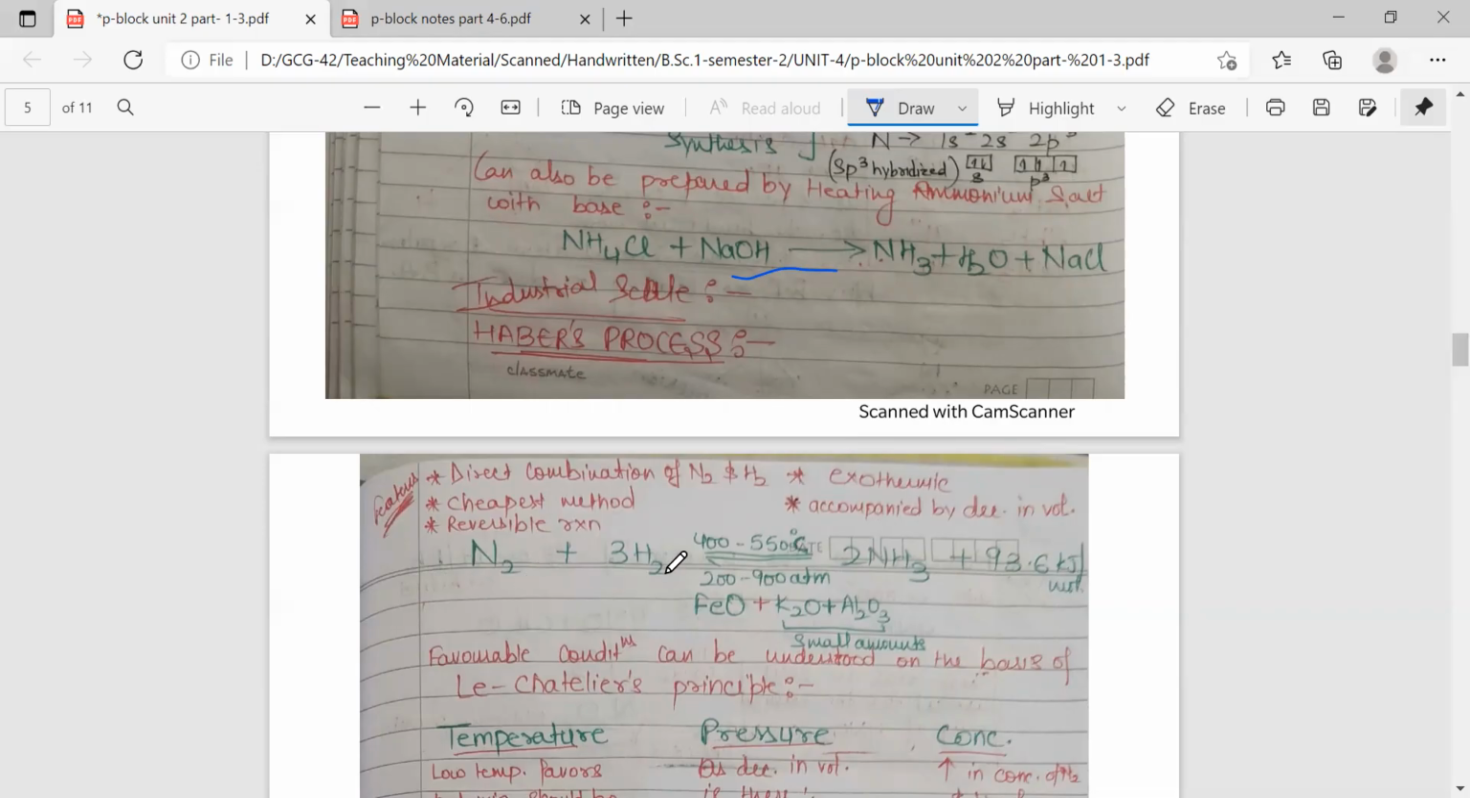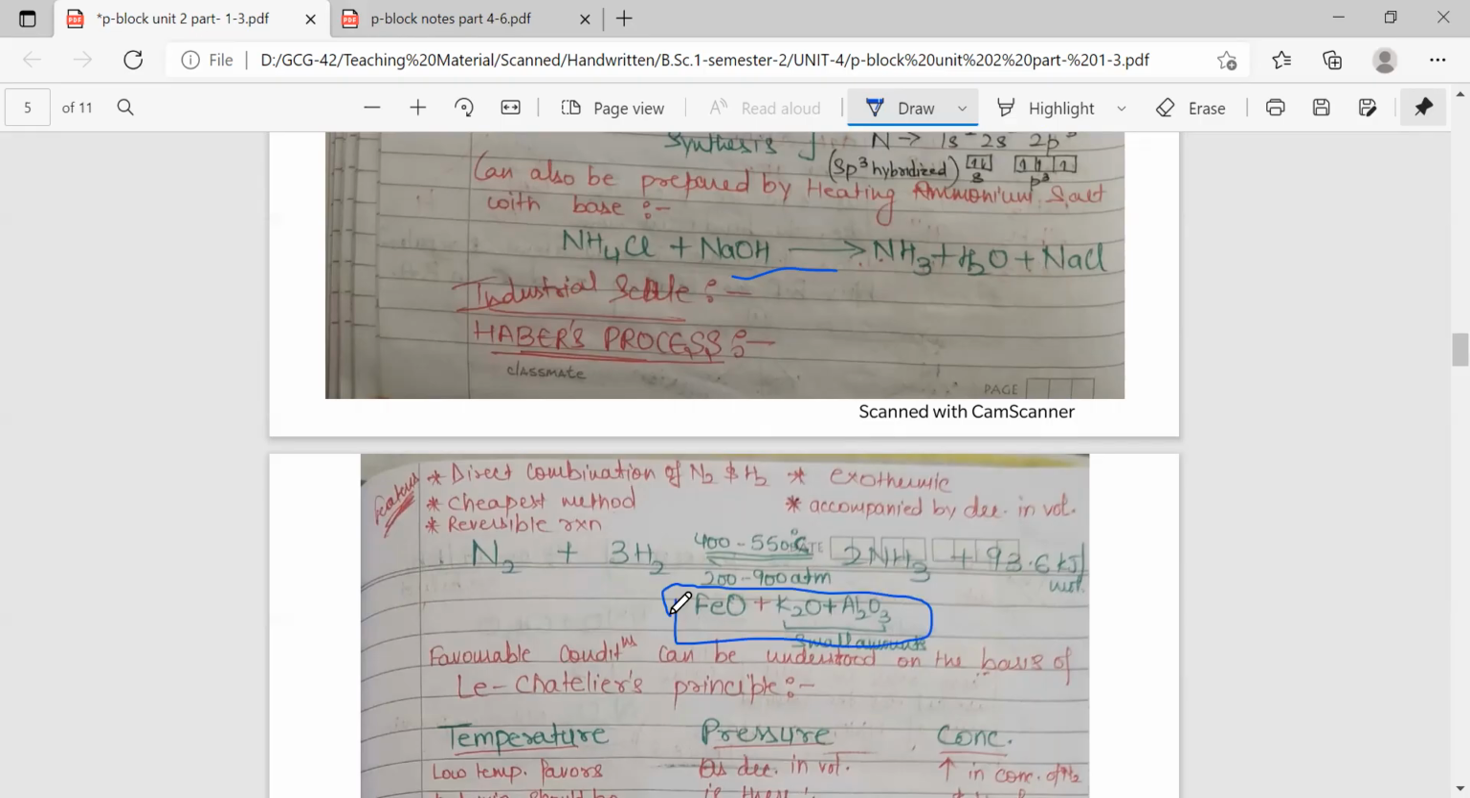So this is the Haber's process, where 1 mole of nitrogen is treated with 3 moles of hydrogen at the temperature of 400 to 550 degrees Celsius and at the pressure of 200 to 900 atmosphere. We get the formation of ammonia with the release of energy of 93.6 kilojoule per mole. The catalyst used for this Haber process is iron oxide, K2O and Al2O3.